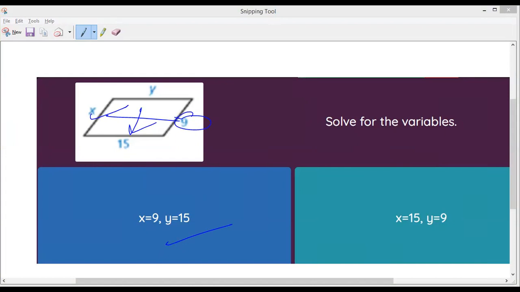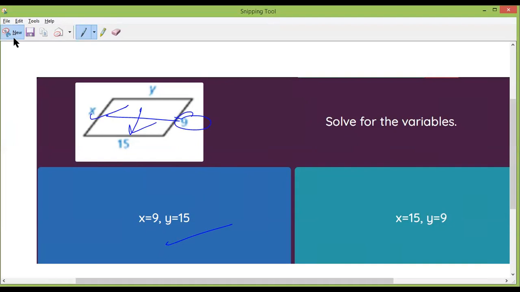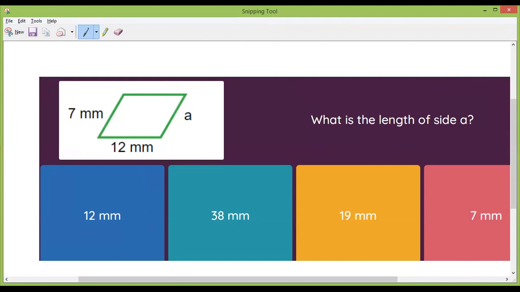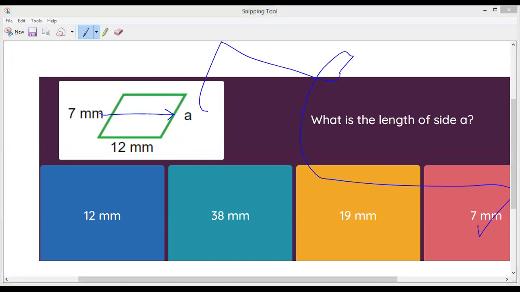Okay, let's look at the next one. Here we are given a parallelogram and we are asked to find the value of A. So we know that opposite sides are equal, opposite angles are equal. So what is A? A is 7 millimeters. Let's look at the next one.